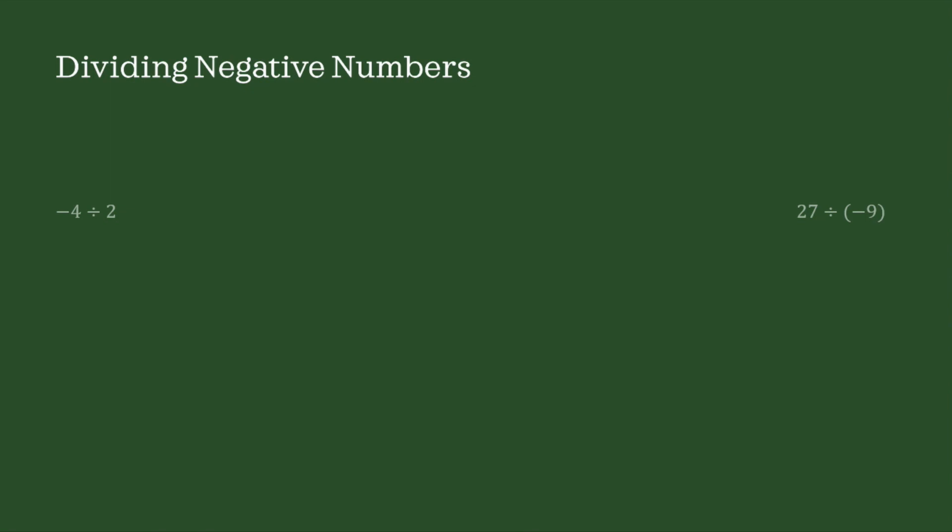Alright, I'm assuming that you're done, so let's try this one. Negative 4 divided by 2. Again, we ignore the negative sign, just divide straight across to get 2, and then we add the negative in front of it because they have different signs. So that's our answer. And this one is the same. 27 divided by negative 9. They both have different signs, so this is going to be negative again. And 27 divided by 9 is equal to 3. So that's negative 3.